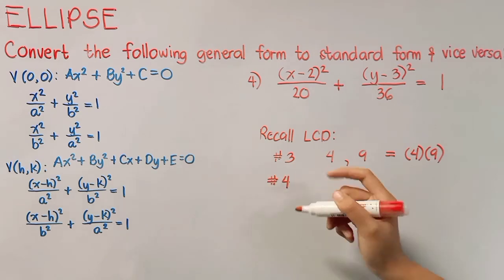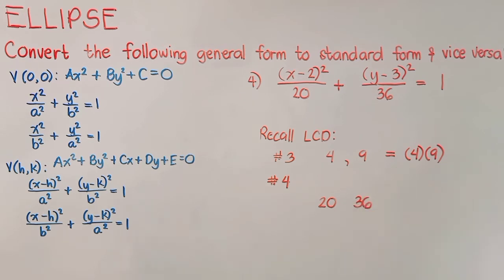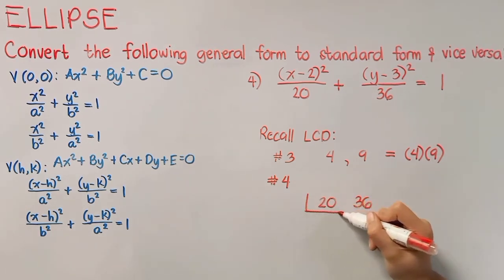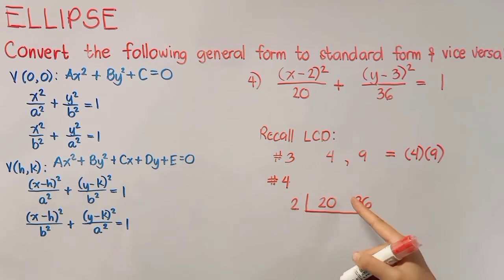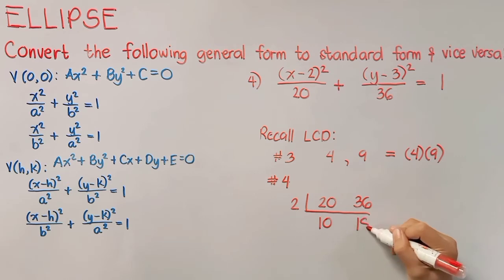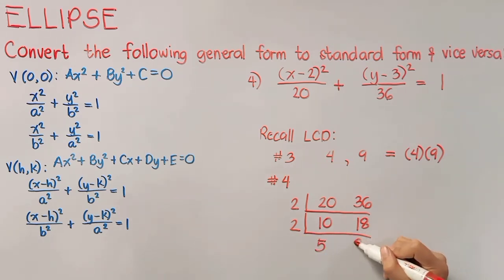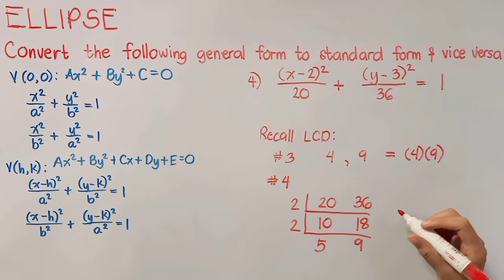However, in this item, 20 and 36 have something in common. We could start with 2. 20 divided by 2 is equal to 10, while 36 divided by 2 is 18. 10 and 18 still have something in common, which is 2. 10 divided by 2 is 5. 18 divided by 2 is 9. We will stop here because we cannot think of any other common factor between 5 and 9.